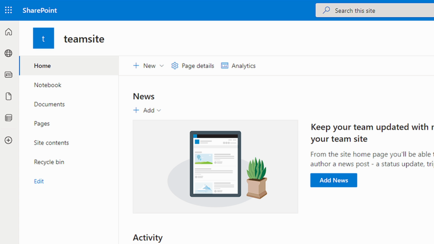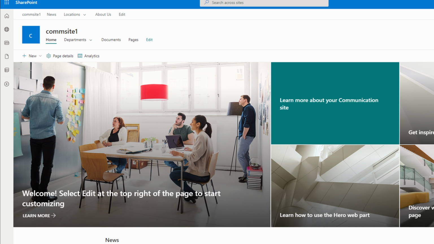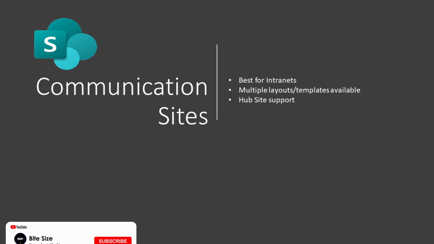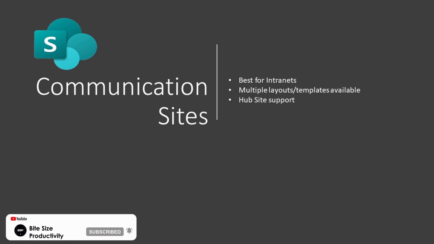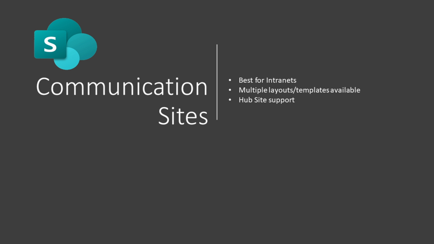Which one you choose depends on how you want it to look. If you like the left-hand navigation on the page, then go with a team site. If you want it to look more modern and appear more like a web page, go with a communication site that doesn't have the left-hand navigation. There's also intranets and hubs to think of too. If you need a site to be part of an intranet, immediately think communication site. That way you don't have the left-hand navigation. Communication sites also have additional features like hub site support. If you're building an intranet, use communication sites.